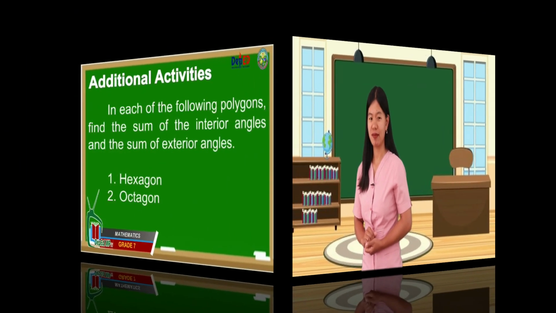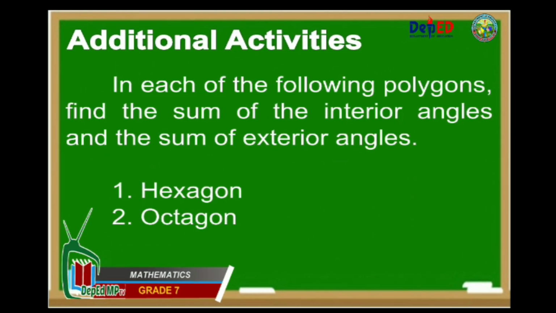Excellent work! You did a good job in applying what you have learned. For the additional activities, you may pause this video again and answer. In each of the following polygons, find the sum of the interior angles and the sum of exterior angles. Number 1, hexagon. Number 2, octagon.